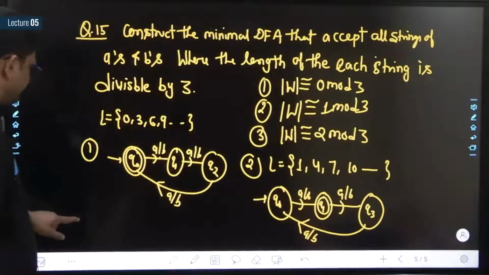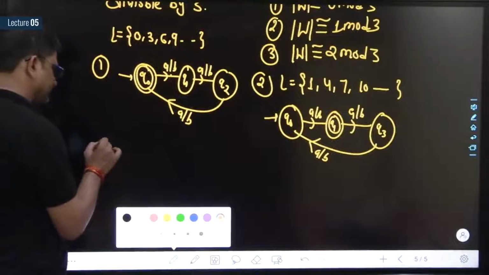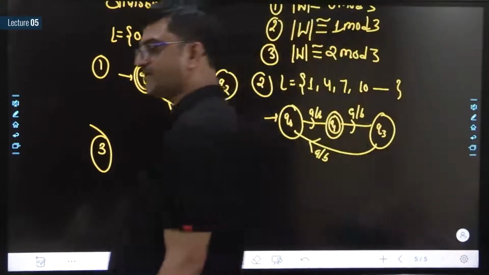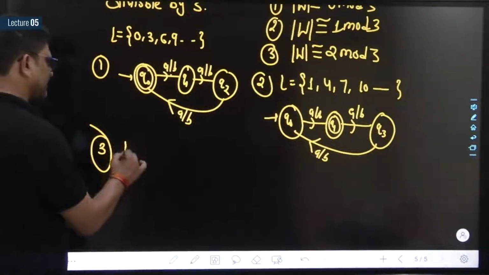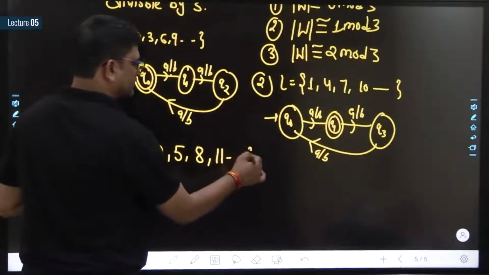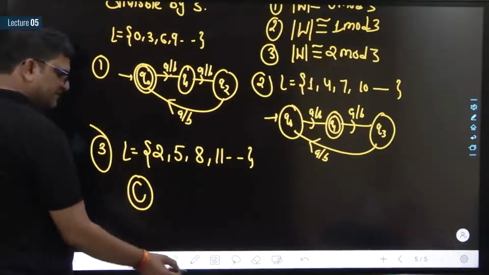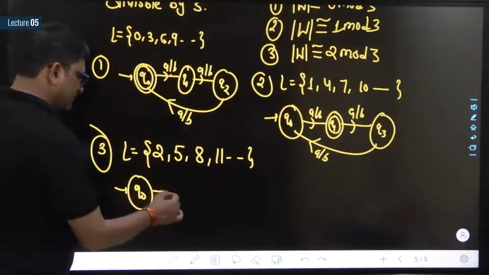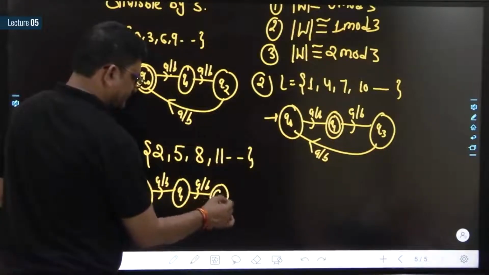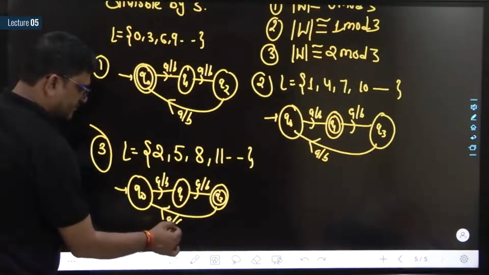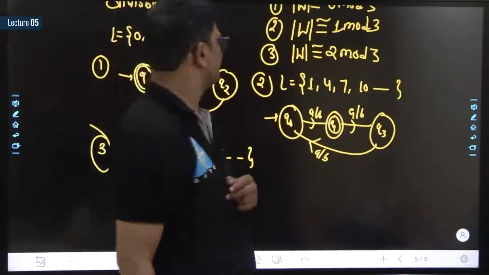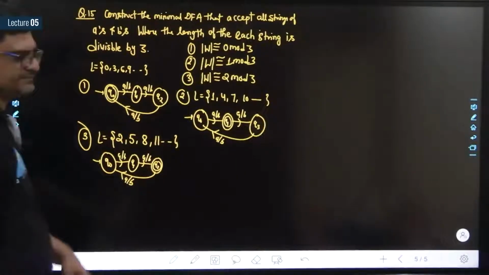Next for this. Third one. When we divide a length of the string by 3, remainder is always 2. Then what are the lengths present in the language? 2, 5, 8, 11 and so on. What is the minimal DFA for this? Length 1. Length 2 is accepted. 3 reject. 4 reject. 5 accept. 6 reject. 7 reject. 8 is accepted. Clear? Okay.